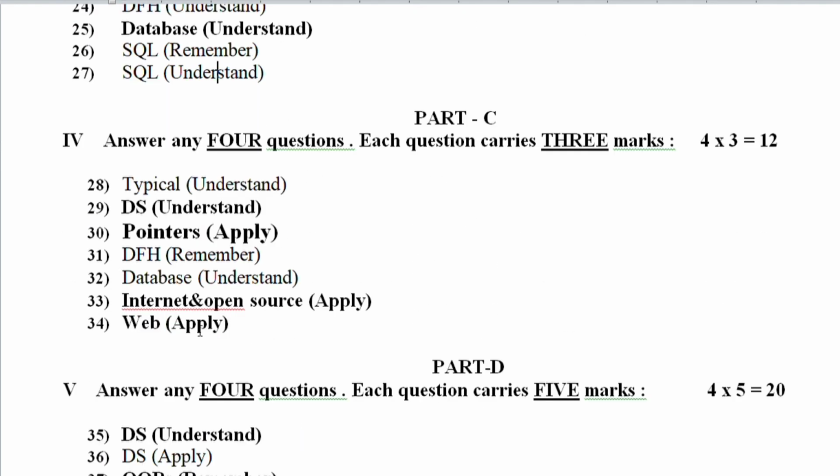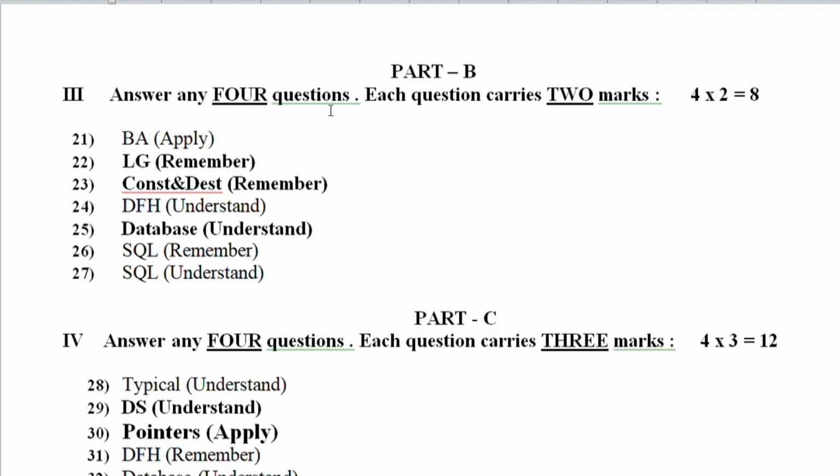Then you have 3 marks questions, again typical understand level questions about different types of connectors or IO ports like that. Then you have data structure, 3 marks question understand, pointers, application, data file handling remember, database understand, internet open source apply, web designing apply. Just observe here, when I talk about this 2 marks and 3 marks, you can decide the chapters which you can leave.